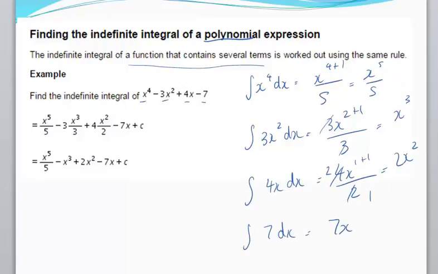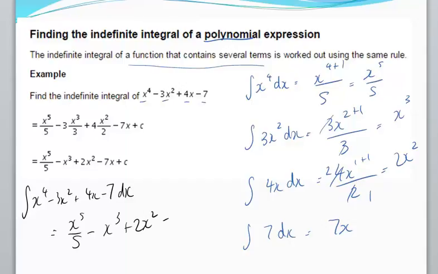And when we put it all together, we're integrating x to the power of 4 minus 3x squared plus 4x minus 7. We're going to get x to the power of 5 on 5 for our x to the power of 4, minus here x cubed, plus here our 4x becomes 2x squared, our 7 becomes minus 7x plus our constant c. So we can do it in one go, just working through each of our terms individually, or we can go through separately. We get the same result there.